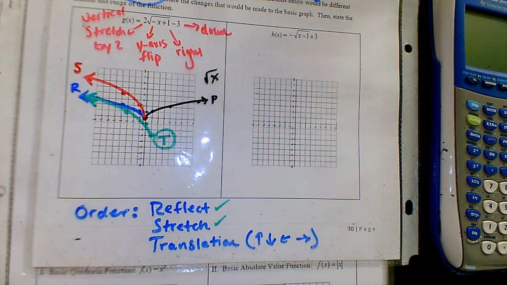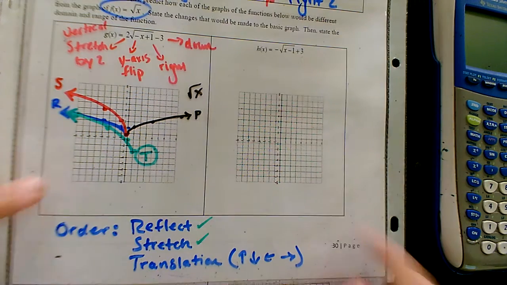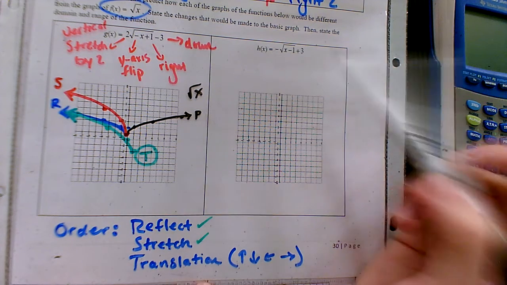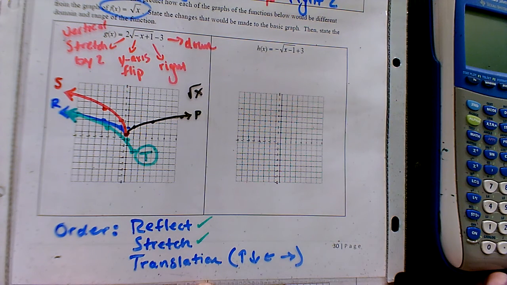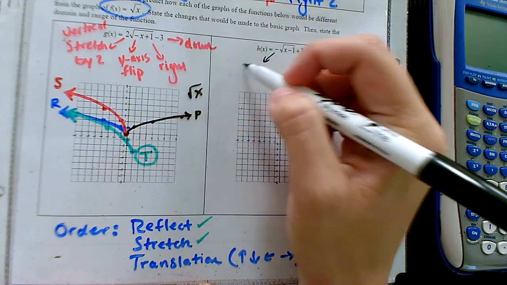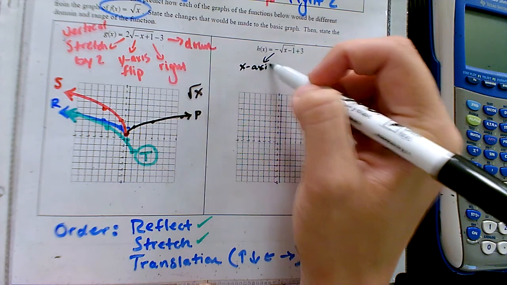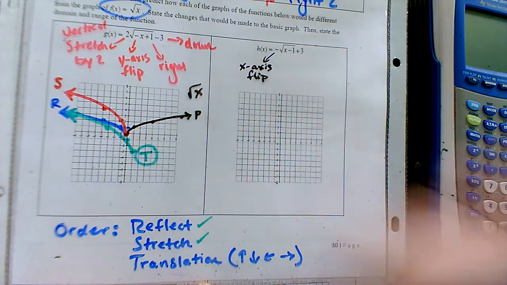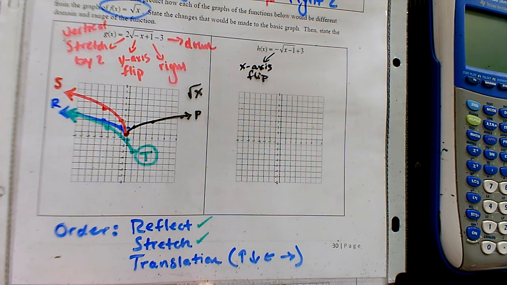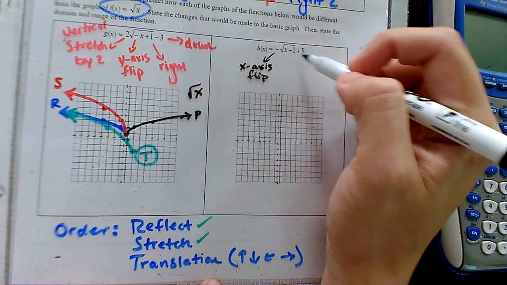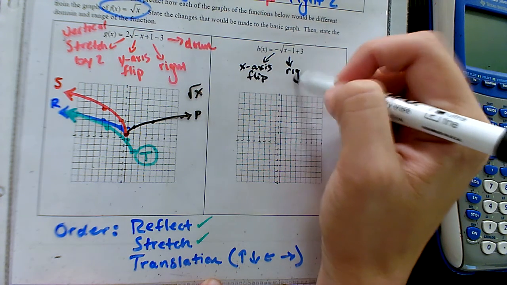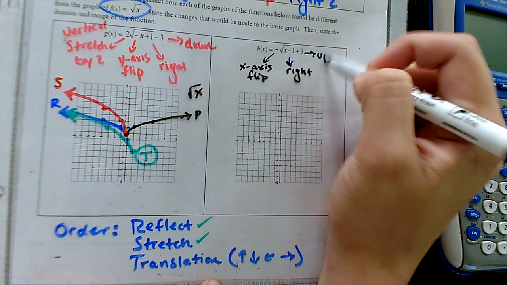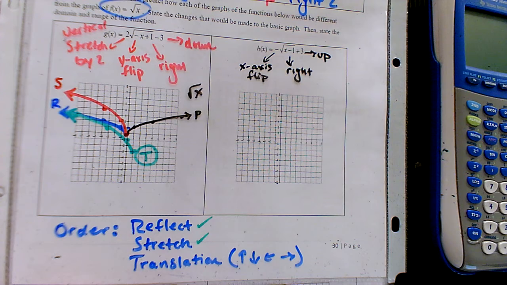Can we identify any transformations? We're going to list them first. Yeah. Reflection over the x-axis. There we go. We have the negative on the outside. Okay, so x-axis flip. Any other movements, changes? Go ahead, Sebastian. There we go. Right 1, and then up 3.